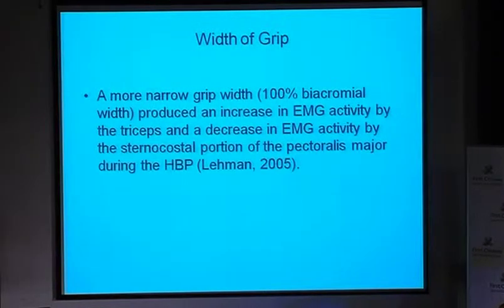Lehman in 2005 showed that a more narrow grip increased activity of the triceps brachii, whilst decreasing activity in the sternocostal head of the pectoralis major.